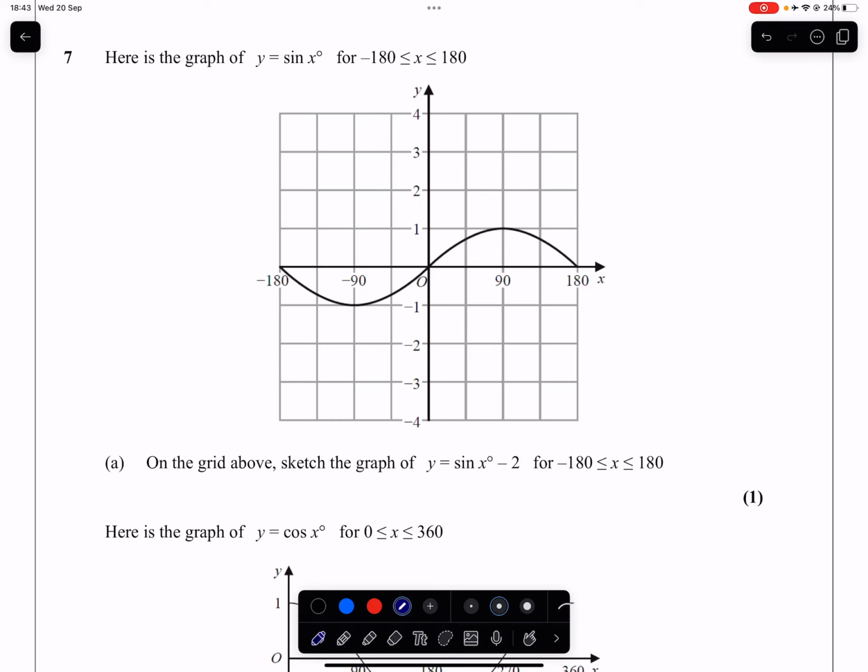Question 7. Here is the graph of y equals sine x between minus 180 degrees and 180 degrees. On the grid above, sketch the graph of y equals sine x take away 2.